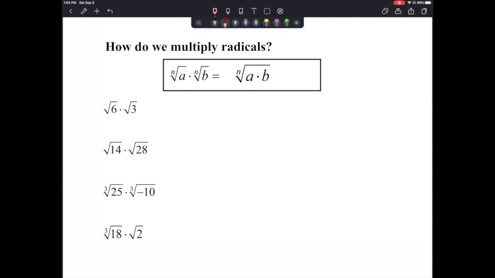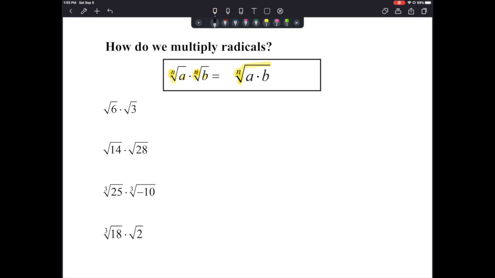Now multiplying radicals. You'll see the rule up here. If we have the nth root of A and the nth root of B, it means it's the same root, either square root and square root, cube root and cube root, whatever it is, it's the same root, we can rewrite it as the nth root of the product of what we have inside.